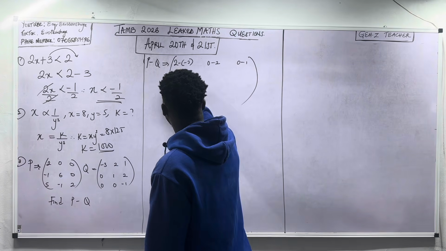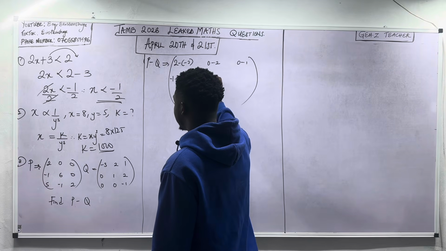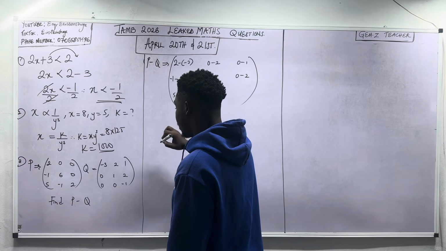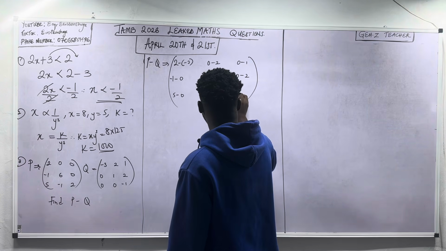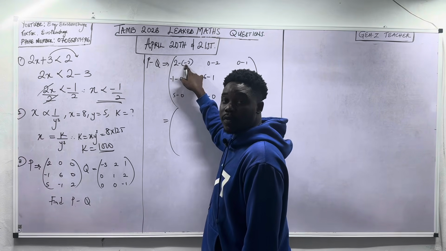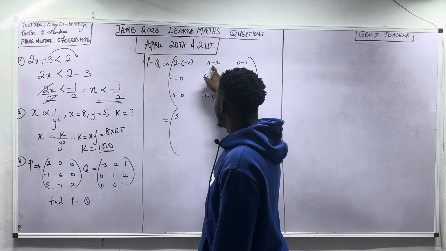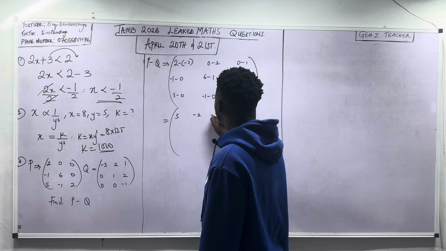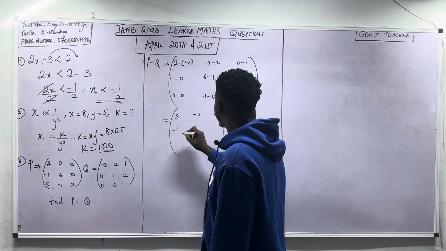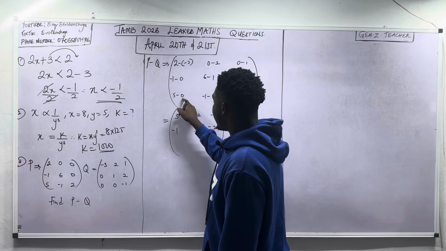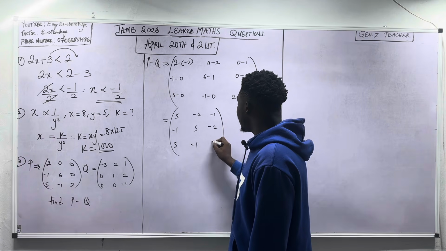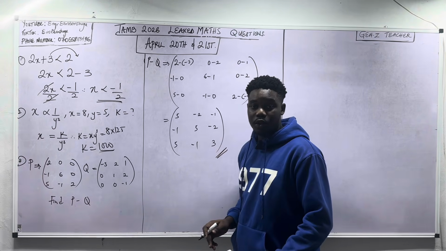Come down here, we have minus 1 minus 0, we have 6 minus 1, and we have 0 minus 2. The bottom, we have 5 minus 0, minus 1 minus 0, okay, and 2 minus minus 1. Now, quickly, find the final answer. Minus times minus will be plus. 2 plus 3 equals 5. 0 minus 2 is minus 2. 0 minus 1 is minus 1. Minus 1 minus 0 is also minus 1. 6 minus 1 is 5. 0 minus 2 is minus 2. 5 minus 0 gives you 5. Minus 1 minus 0 is minus 1. And 2 minus minus 1 gives you 3. So this becomes the answer to that question.